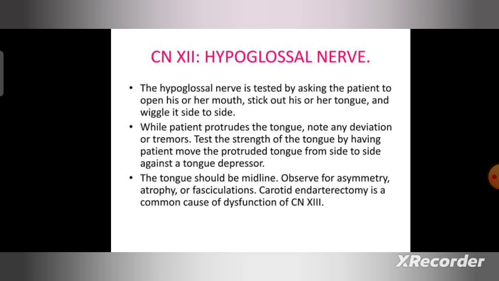When the patient protrudes the tongue, note any deviation or tremor. Test the strength of the tongue by having the patient move the protruded tongue from side to side against a tongue depressor. The tongue should be midline. Observe for asymmetry, atrophy and fasciculations. Carotid endarterectomy is a common cause of dysfunction of the 12th cranial nerve.